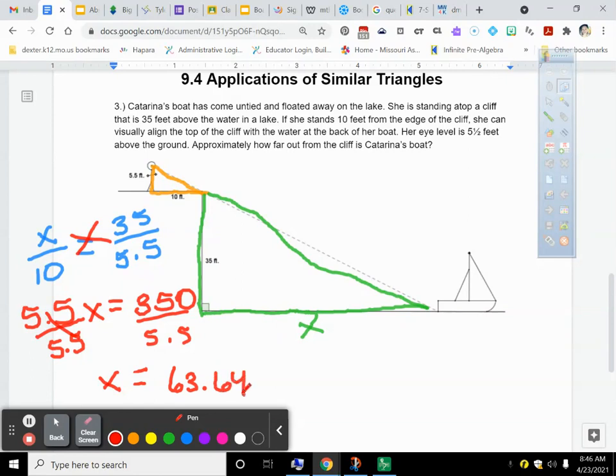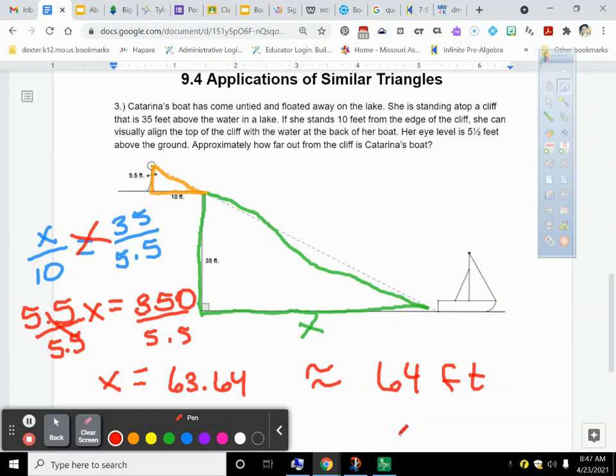63.64. So that's approximately 64 feet. So it's approximately 64 feet away from the cliff now. And that's something good to know, like if you're having to call them and say, hey, my boat got untied, my boat's untied and it's floating away, it's 64 feet away from the cliff. So that means it's traveling at this rate.